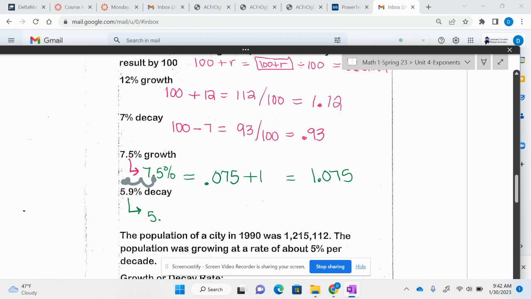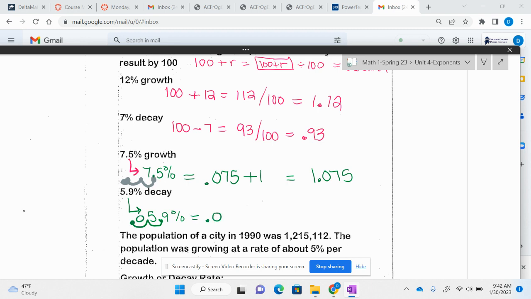5.9% written as a decimal, move it back 1, 2, is the same thing as 0.059. And that's going to be a subtraction problem. So I have to take 1 minus 0.059, and that gives me 0.941.